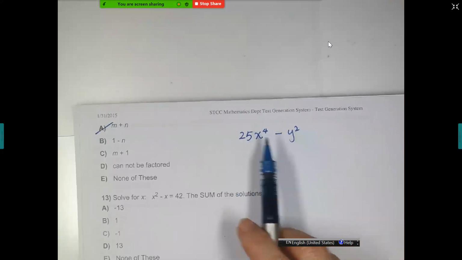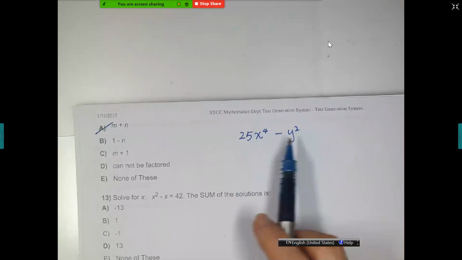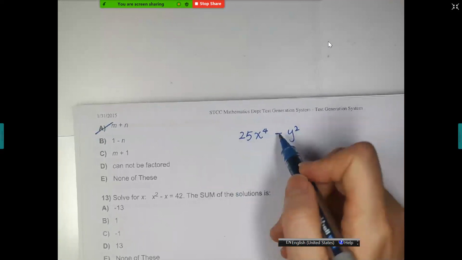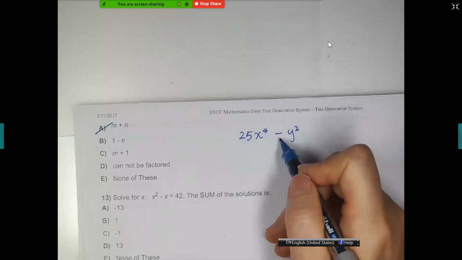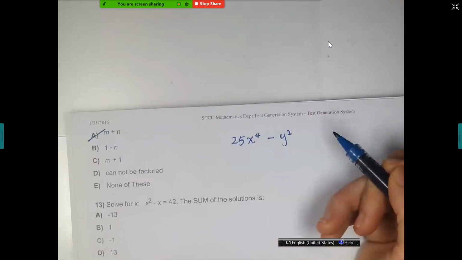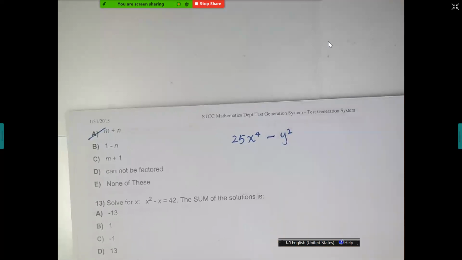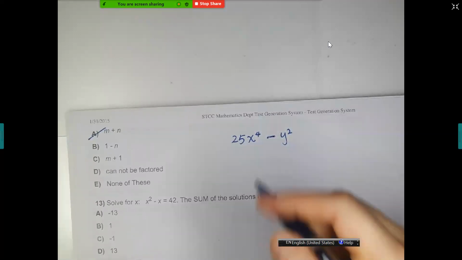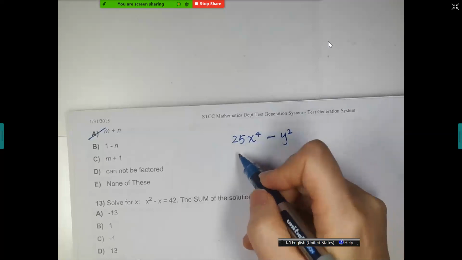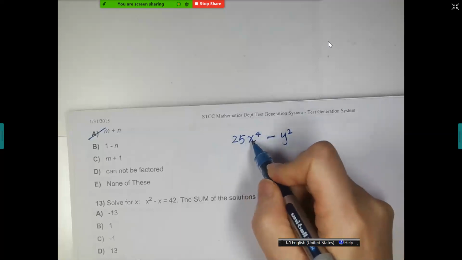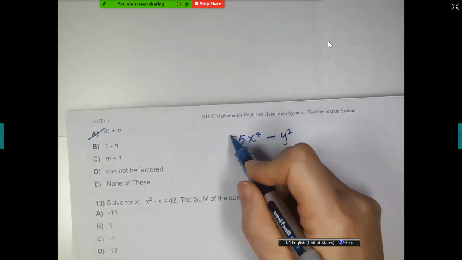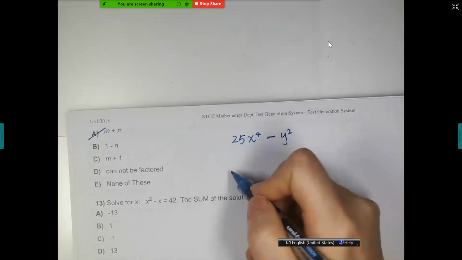And those two binomials, the two terms in the binomials, the first one, do they have a GCF? Nothing in common, no GCF. And then check this minus sign here. Then I will try to write the first term as a perfect square. So 25x to the 4th. Can I rewrite it as a perfect square?